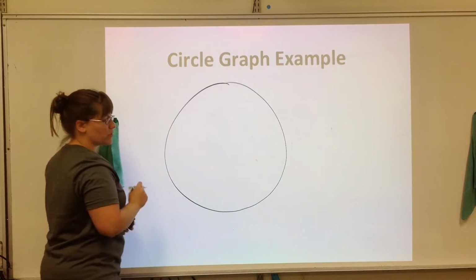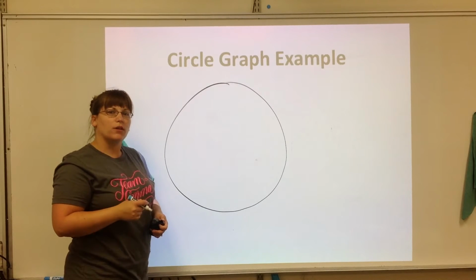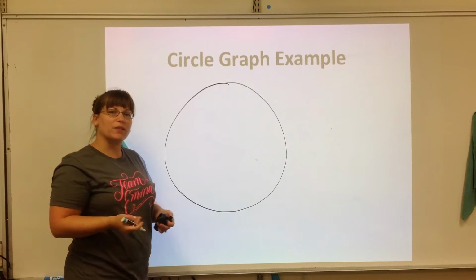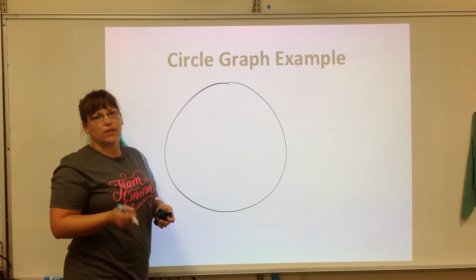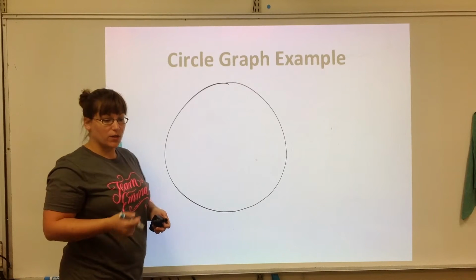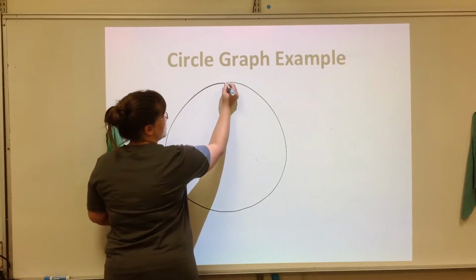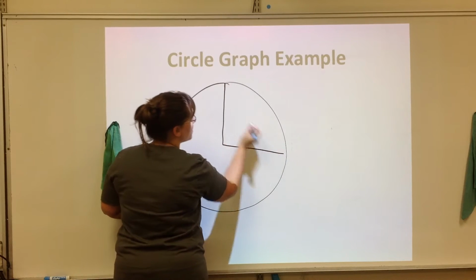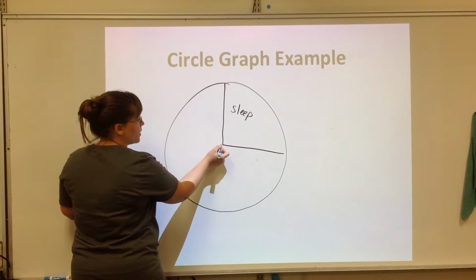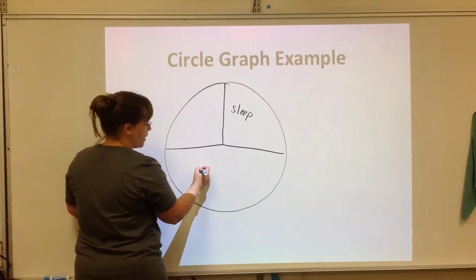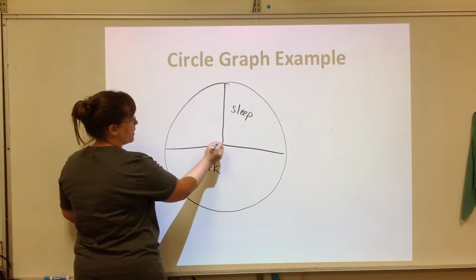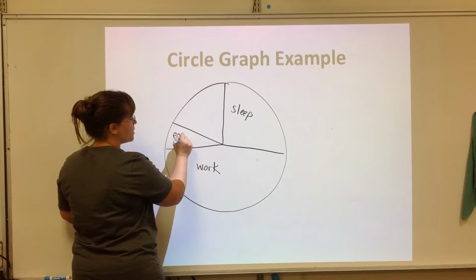So go ahead and draw a circle. You're going to create your own pie chart or circle graph, and you're going to divide it up into sectors, and you're going to approximate regarding the activities that you do in your day. So for instance, maybe you spend a large chunk of your day sleeping. And then you might spend another large chunk of your day at work or school. And then you might have another section for eating.